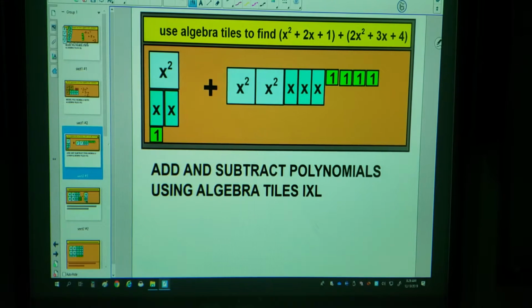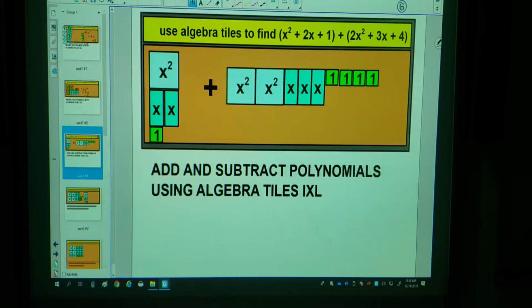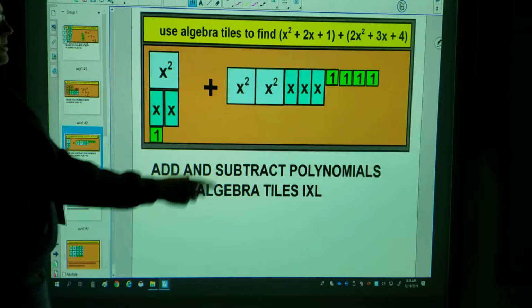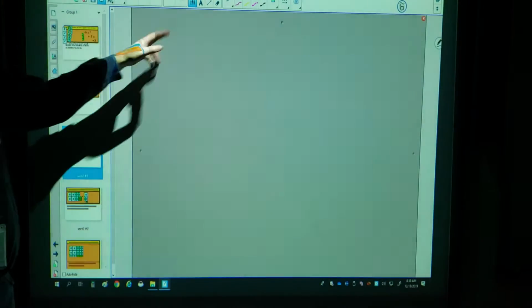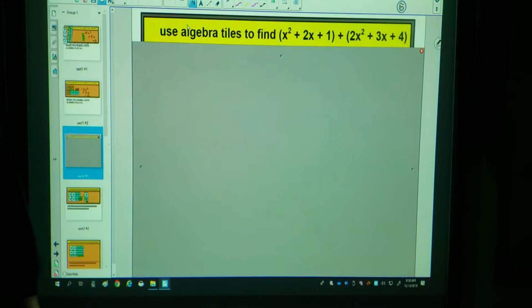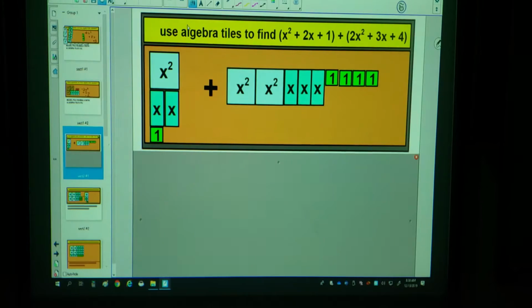Now, when we get to adding, and you can see here, they can be adding or subtracting depending on what sign's here. On IXL, they tend to write the question above, and that is a question that you certainly have to be able to answer as well. They could give you the question algebraically, or they could give you the question in terms of a tile. They don't normally give you both, but IXL does.